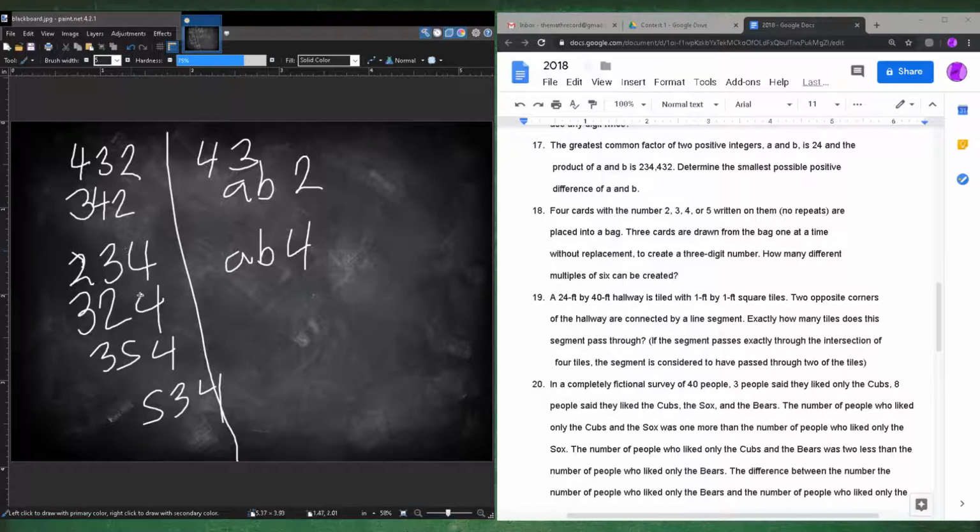These are the only ones. So 1, 2, 3, 4, 5, 6. So you have 6 combinations. So the answer for number 18 is 6. It's basically just that simple.